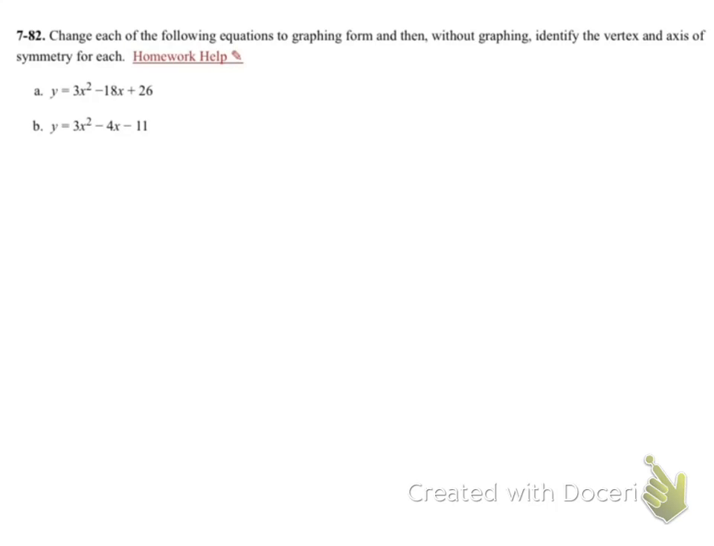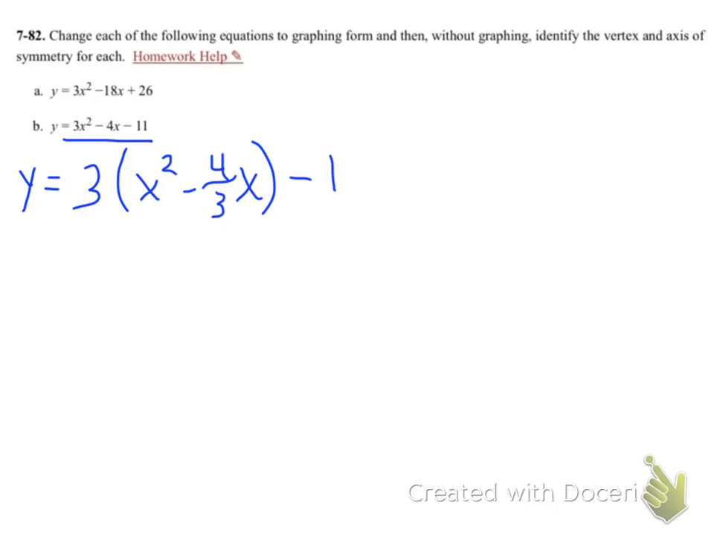For problem B, I'm going to do the same thing. It's just going to be a little bit more difficult because of the fact that when I divide the 3 from here, I do not get a b value that works out nicely. It turns into a fraction. So I'm going to factor that 3 out. So I'm going to have y equals 3 times x squared minus 4/3 x. And my 11 still stays on the outside.